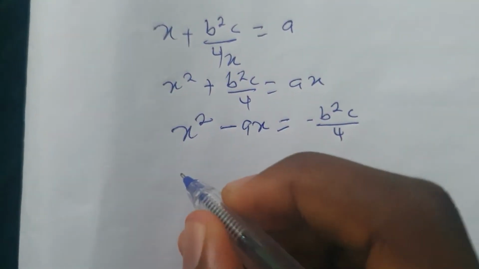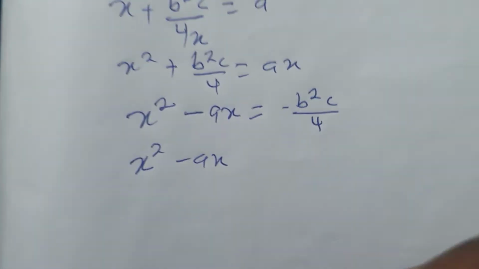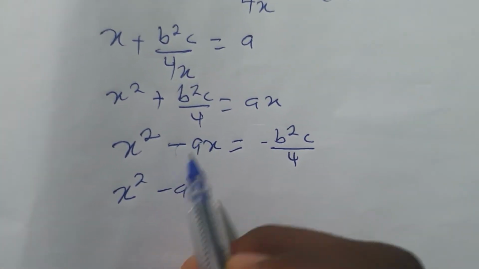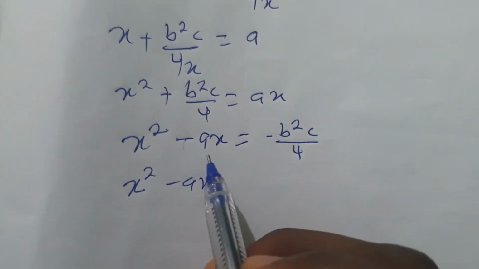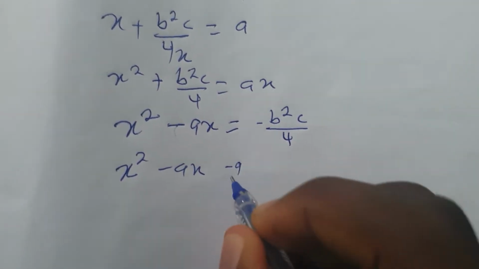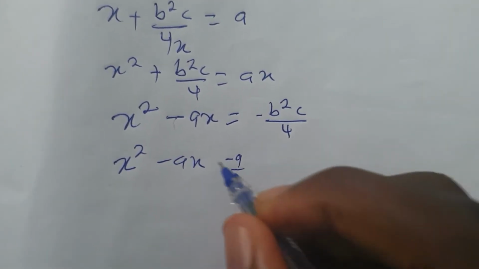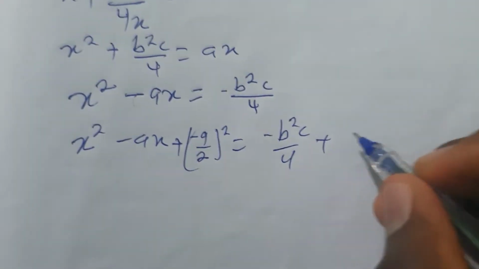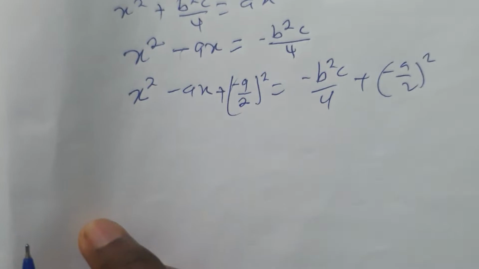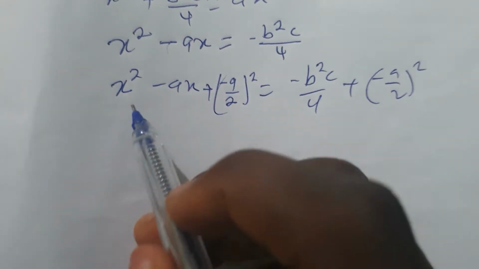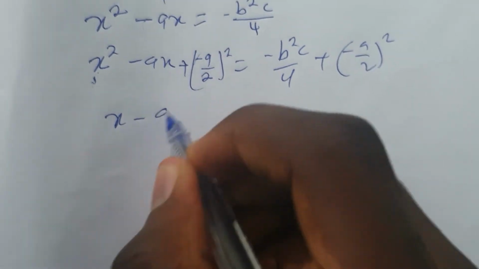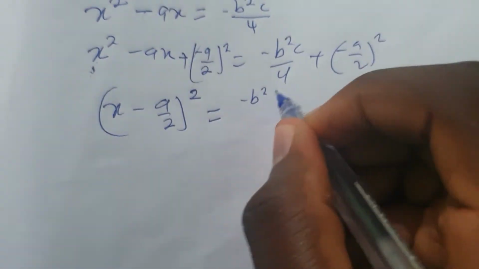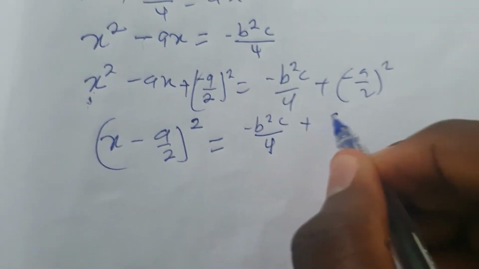So using the method of completing the square, x squared minus ax. With the method of completing the square, you take the coefficient of x, in this case negative a, multiply it by half, which is negative a on 2, then you square it, and then you add it to both sides. So something like this: minus b squared c over 4 plus the same thing here, minus a on 2 all squared. Now the method of completing the square teaches us that the whole of this is the same thing as x minus a on 2 all squared, and it will be equal to minus b squared c over 4. This will be a squared on 4.